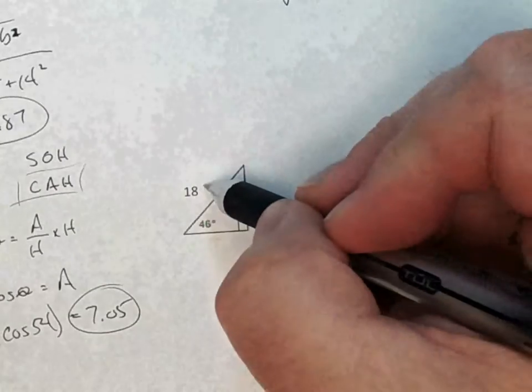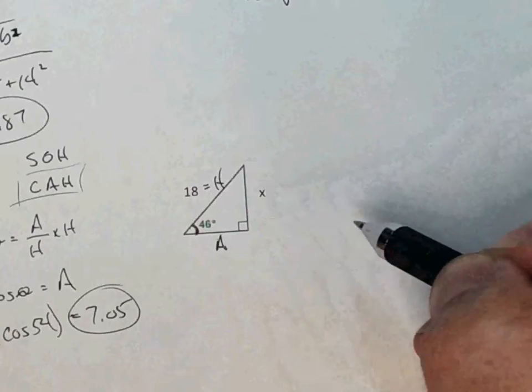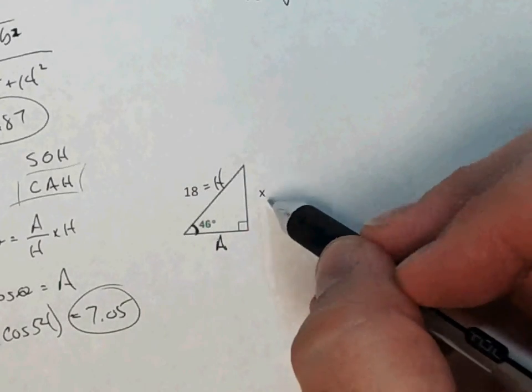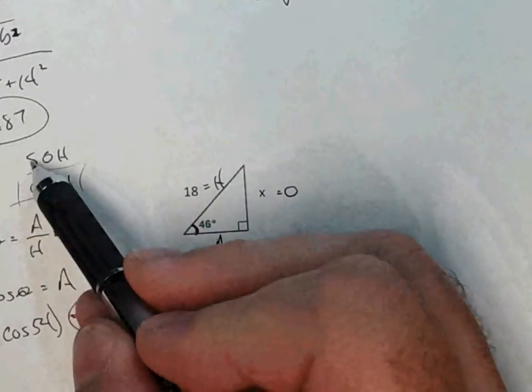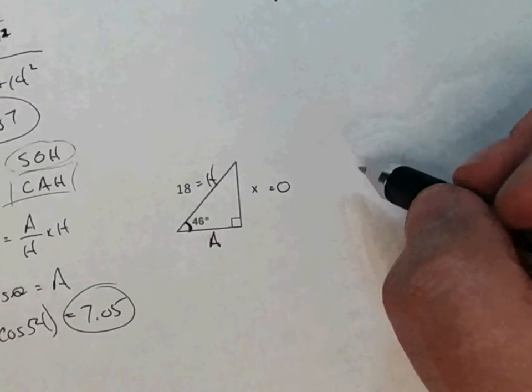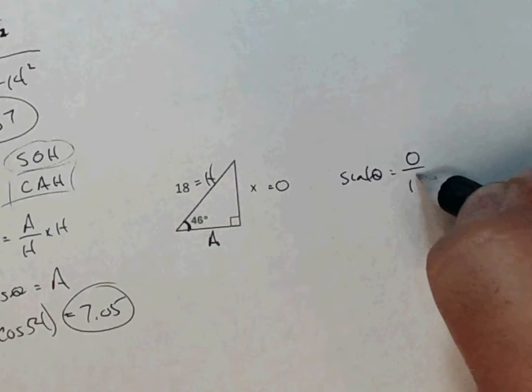On this one, we know this is the hypotenuse. This is the adjacent side because it's next to the angle that we have. And then this is the side opposite, the one we look across, that's the opposite. So this is the O. So now we have opposite and hypotenuse, so we're going to use the sine function. So the sine of the angle is equal to the opposite over the hypotenuse.